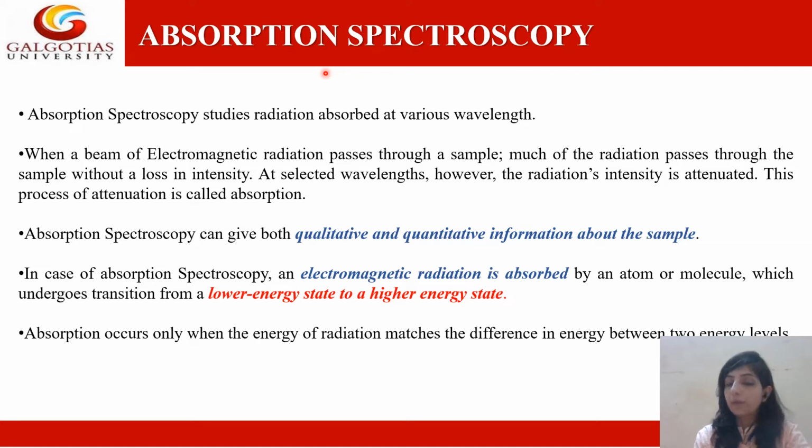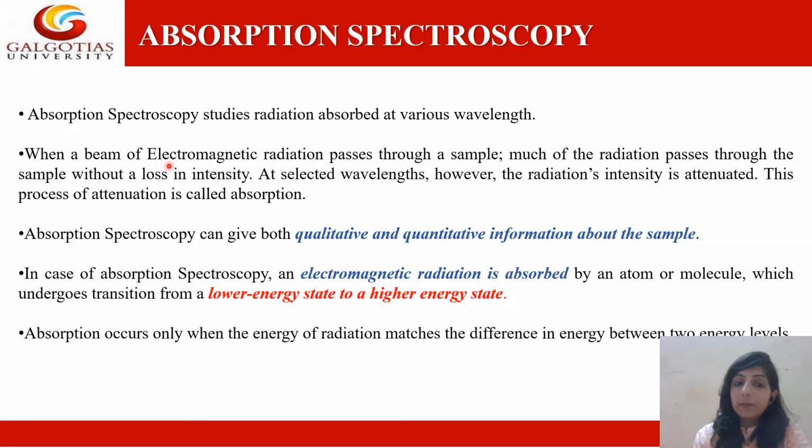What is absorption spectroscopy? As its name indicates, in absorption spectroscopy what must be happening? The absorption of electromagnetic radiation. So absorption spectroscopy studies radiation which is absorbed at different wavelengths. Your incoming electromagnetic radiation is absorbed by your matter.